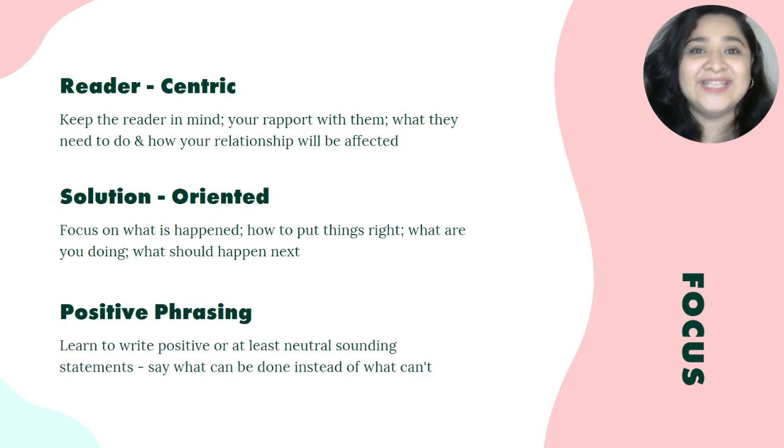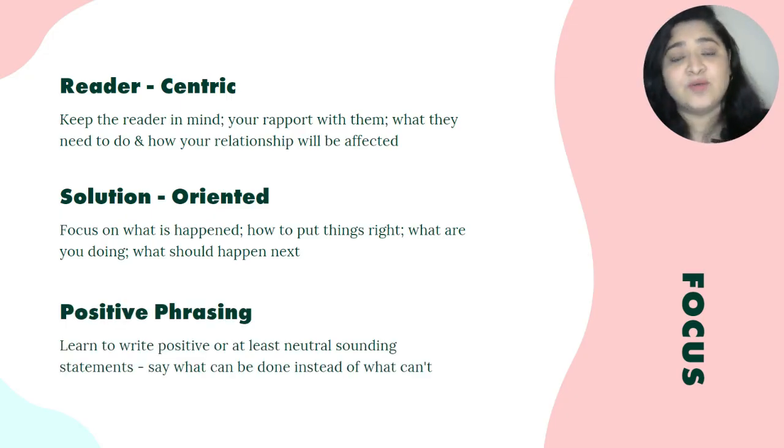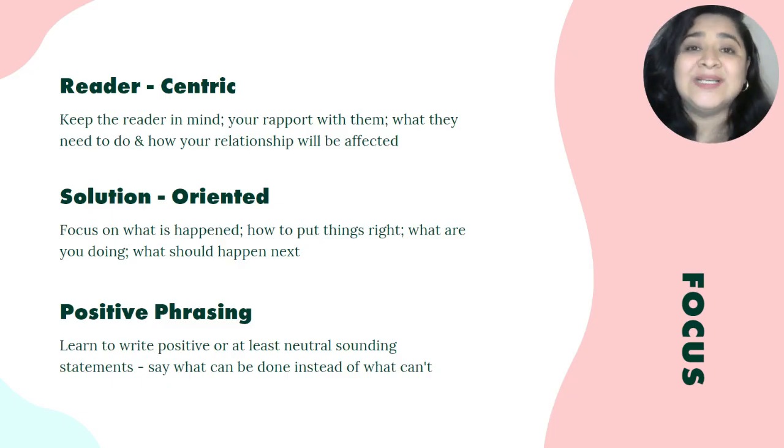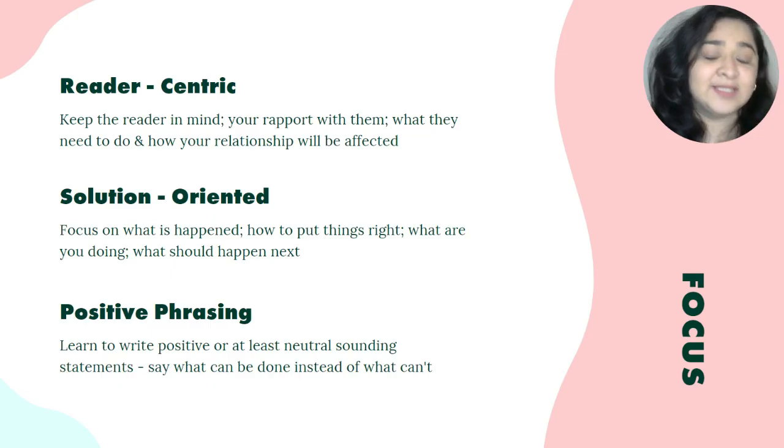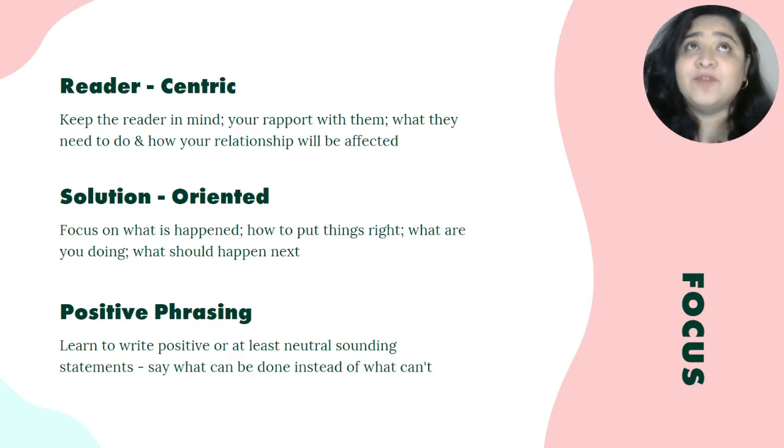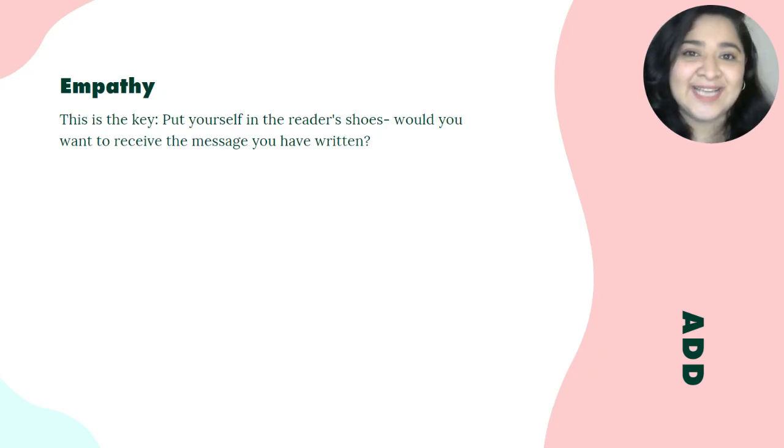And the last step is positive phrasing. We learned not to use negative words or phrases, but what we can always do is use positive or neutral sounding words and phrases wherever possible. For example, saying what can be done instead of what can't be done is a positive light to a negative situation. The last aspect is, what do we add to our message?